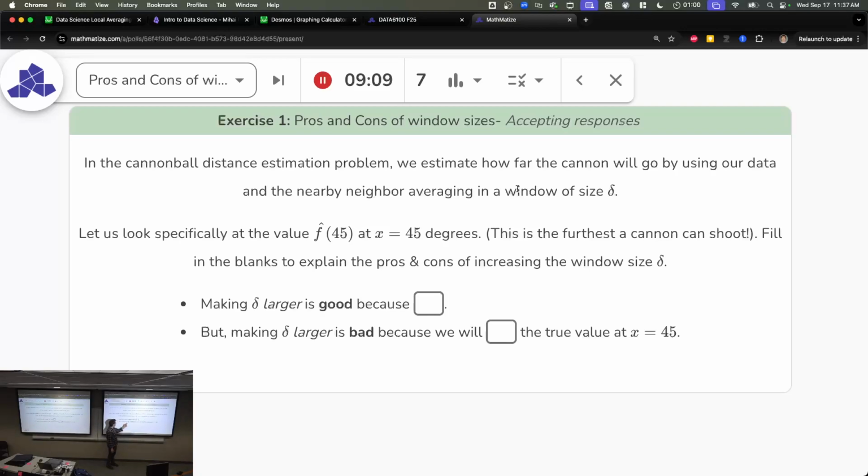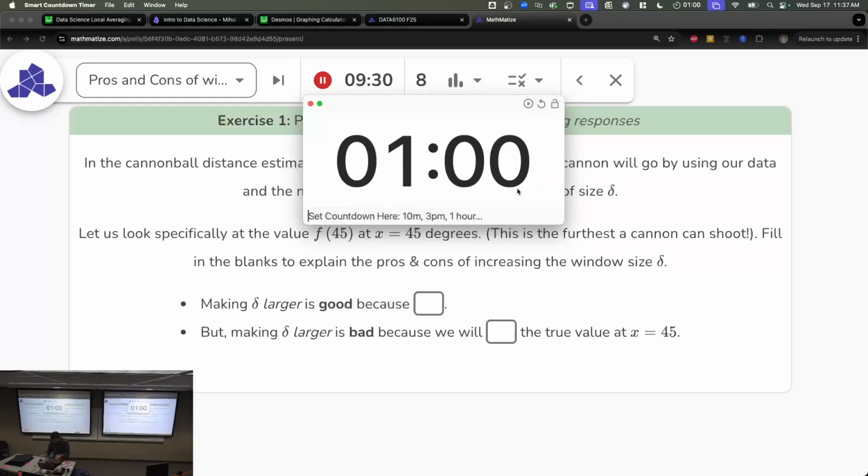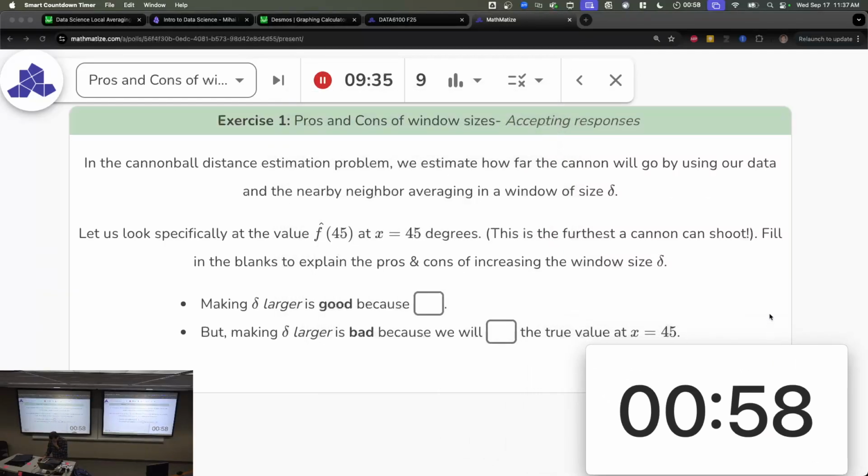So if you make it bigger, that's bad because we will blank the true value at x equals 45, and I have underestimate and overestimate and maybe something else. But that's the warm-up sort of question to get us in the headspace of thinking about the cannonball problem. Questions or comments? All right, let me set you free for a minute to finish off this mathematized question, and this will help us discuss how we find the best possible size delta.